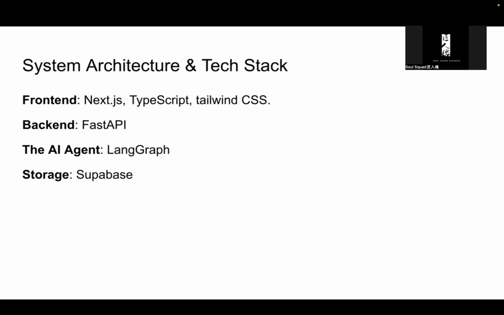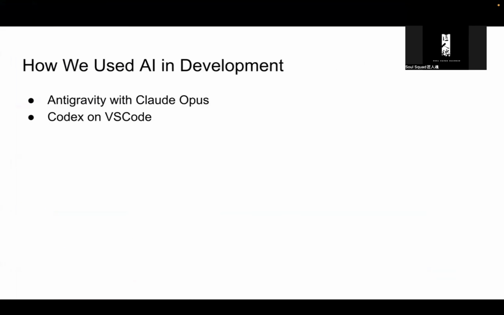Row-level security also enforces that each user can only access their own documents. So AI was deeply integrated into our development process. We mainly used Antigravity with Claude Opus at first, and then since we ran out of tokens, we started to use Codex on VS Code for all of our code generations.